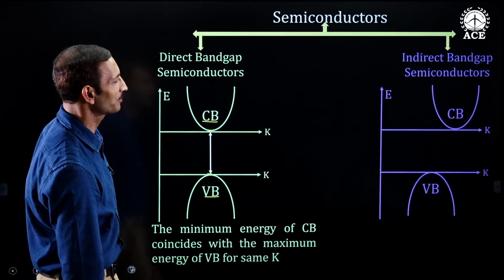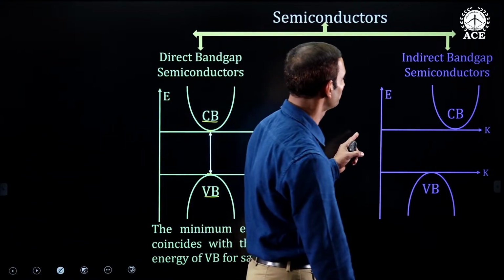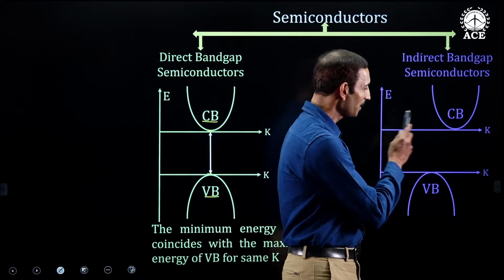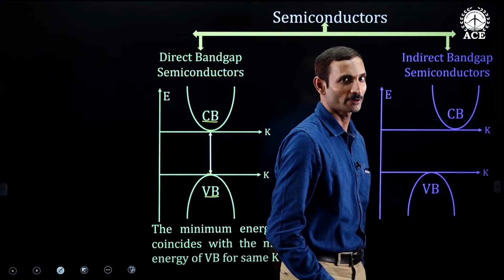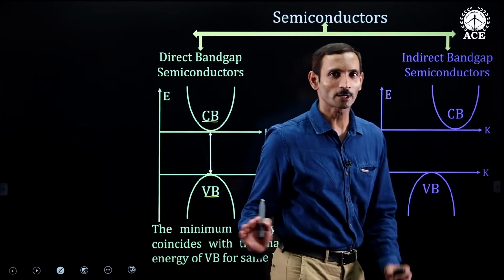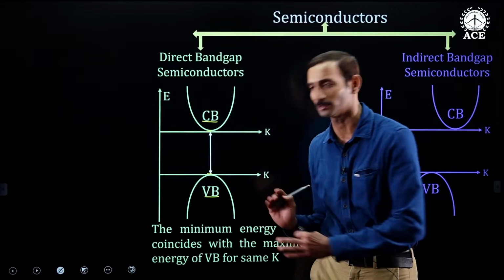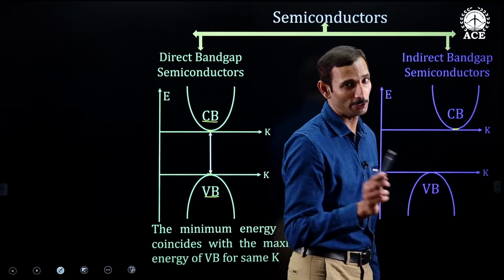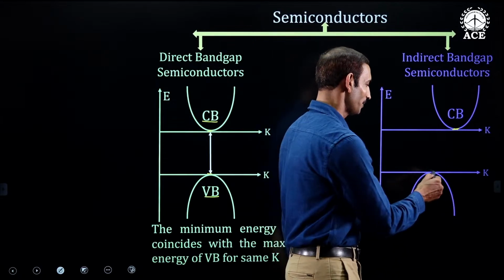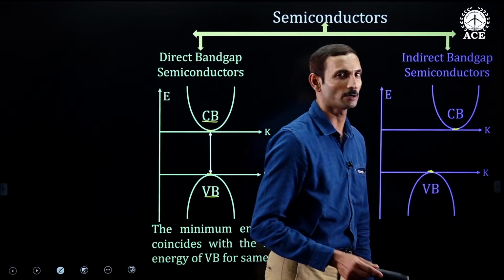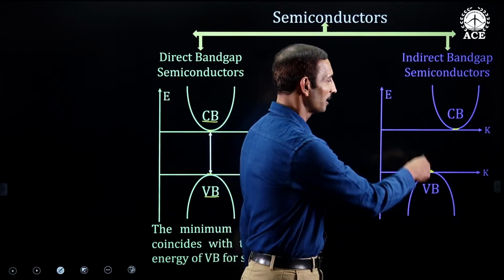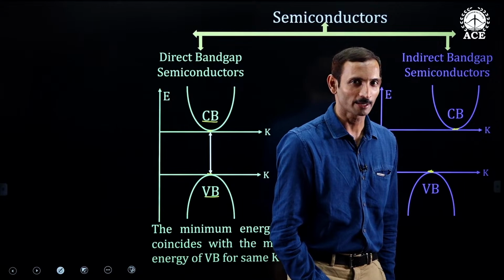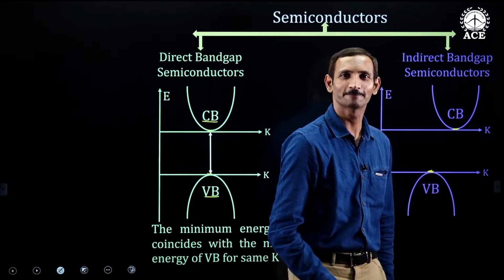Now coming to indirect band gap semiconductors, I would have to explain a similar graph, and it's quite clear as you can see, the same E-K graph. There is a difference compared to this one. What is the difference? Just see, the minimum energy of the conduction band and the maximum of the valence band are not lying along the same line, meaning they are occurring at two different values of K.